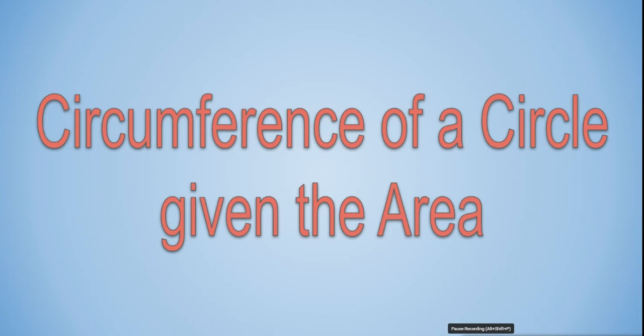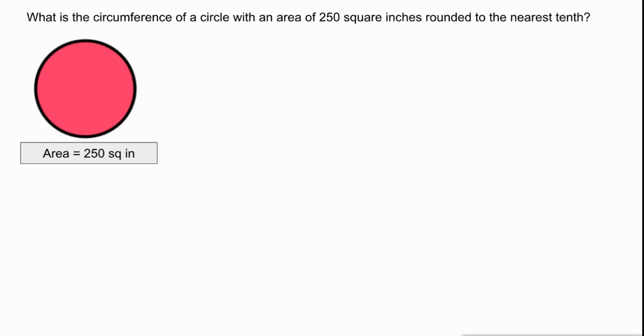In this video, I'm going to show how to find the circumference of a circle when given the area of that circle. What is the circumference of a circle with an area of 250 square inches rounded to the nearest tenth? So the key to a problem like this is that we have to use two formulas. There's two formulas that we use when we're dealing with circles.